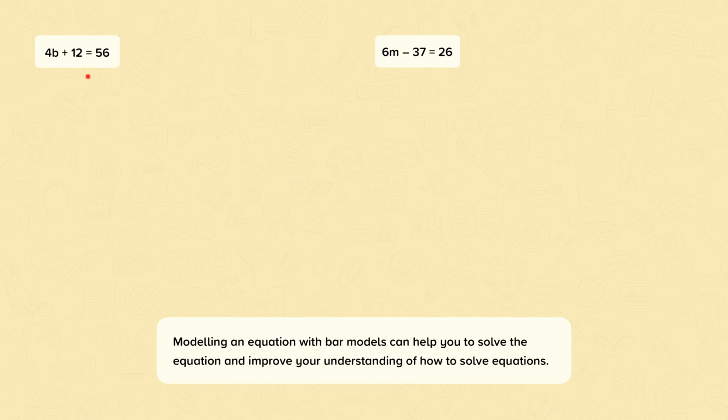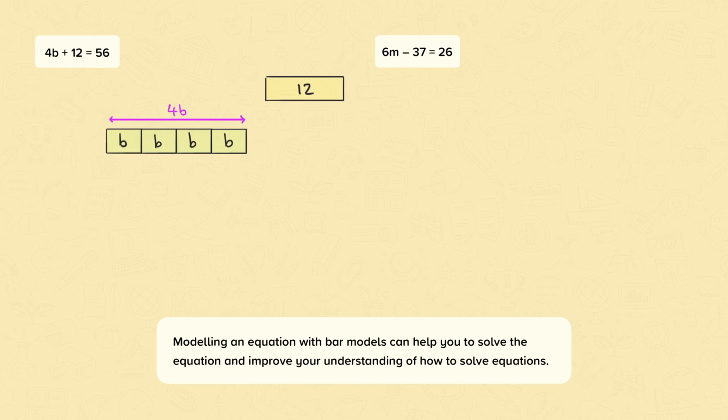Starting with 4b plus 12 equals 56. We'll take each term individually and model them. The first term we have here is 4b. We're going to find the value of b. But we have 4b here, so we must draw 4 bars of equal length, and each one has a length of b. Altogether, their length is 4b. The next term to add is 12, so we must draw a bar which has a length of 12. Because we're adding 4b and 12, the 12 will go onto the same row as 4b. This entire length is 4b add 12.